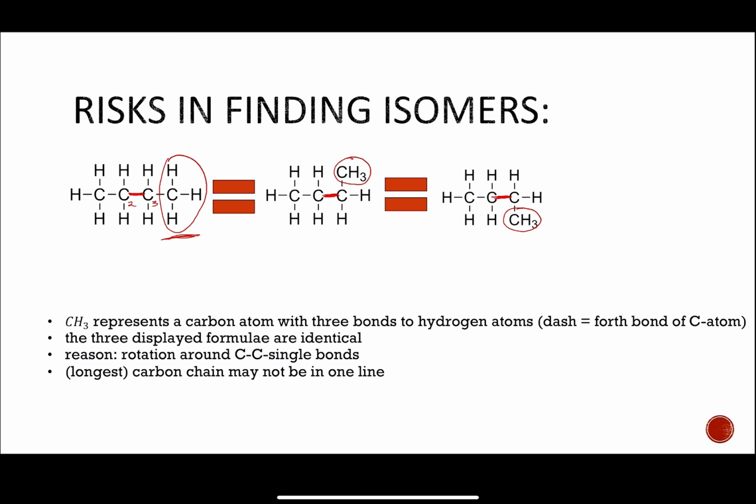What we can also tell then is that the longest carbon chain that we need to give the name to the formula may not be in one line. In our case, the longest carbon chain, if we look at the second diagram, is found here. So it's not in one line, but it's still 4 carbon atoms that are connected with one another. So all the molecules are butane molecules.